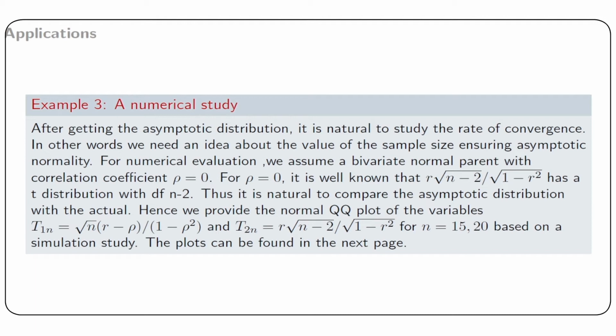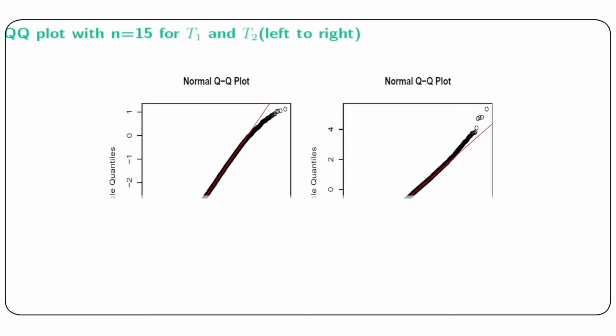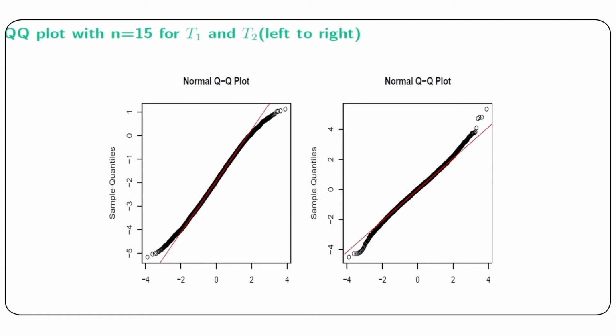Then it is natural to compare the asymptotic distribution with the actual. Hence, we provide the normal QQ plot of the variables t1n and t2n, where t1n is defined as square root of n multiplied by r minus rho divided by 1 minus rho square, and t2n as r multiplied by square root of n minus 2 divided by square root of 1 minus r square. Actually, we have standardized our large sample variable and kept it in t1n. Now we shall obtain the QQ plot for n equal to 15, 20 and different values of n based on a simulation study, and the plots can be found in the next page.